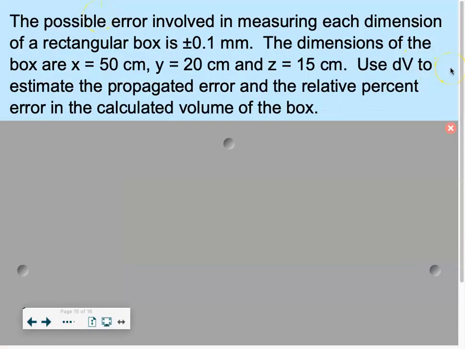Okay, let's take a look at what we've got. So the first thing that you need to do is write a formula for volume of a box, which everyone put X, Y, Z. We have some LWHs. Okay, that's fine.